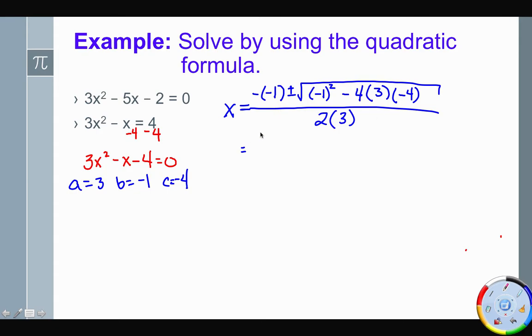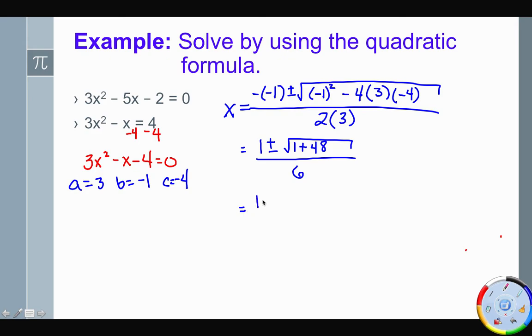And then we do as we did before. We simplify this big formula down. Negative 1 makes a plus 1, plus or minus the square root of negative 1 squared is 1. 4 times 3 is 12 times 4 is 48. So I get plus 48. Oh, look, I get the same number again. Over 6.